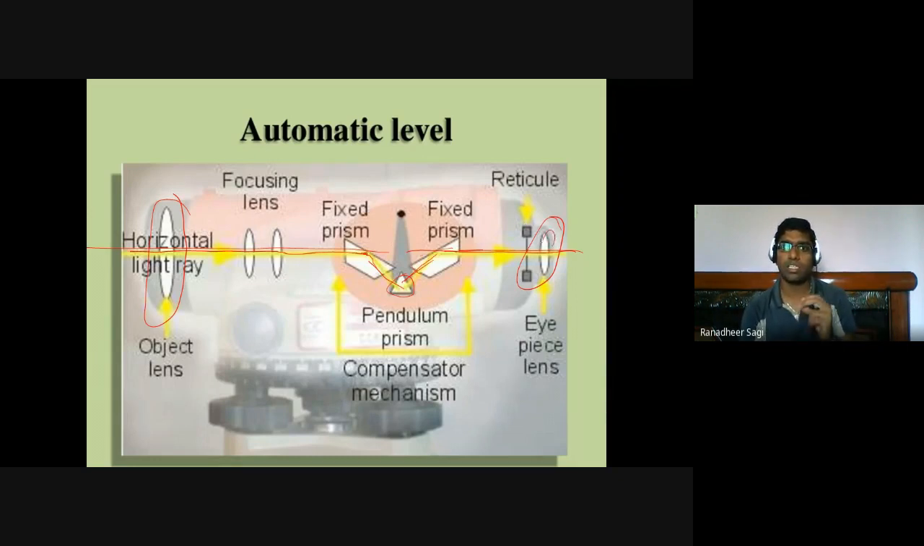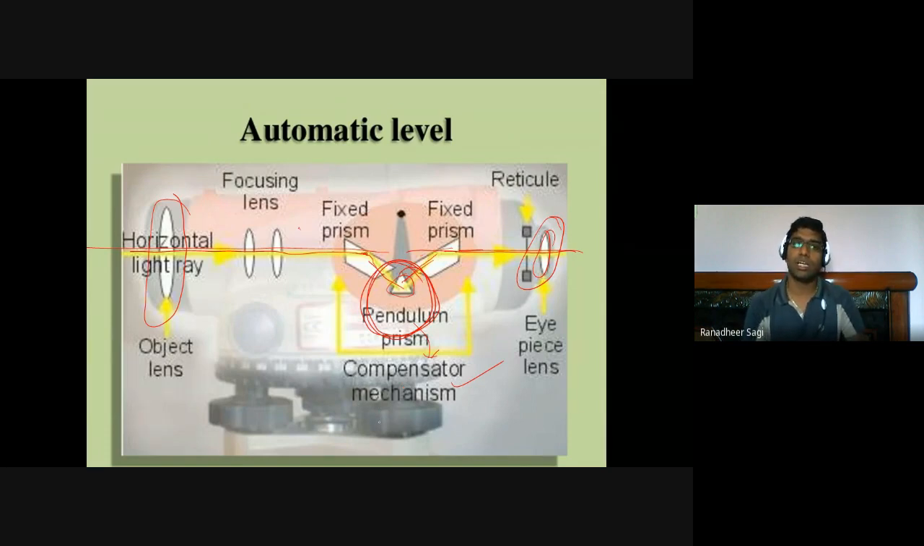So you will be adjusting your eyepiece to have a proper vision when you want to view, and you are going to be adjusting your object lens, whichever is at the other end of your telescope, to bisect or to properly see the leveling staff, which is placed at the position where you want to measure your elevations. And if you look here, this is something we were talking about as the additional mechanism we have in the case of your automatic level. This additional mechanism is what we call the compensator mechanism.